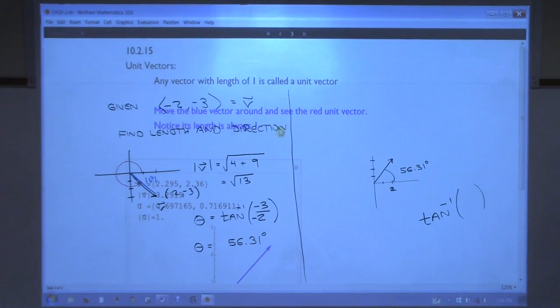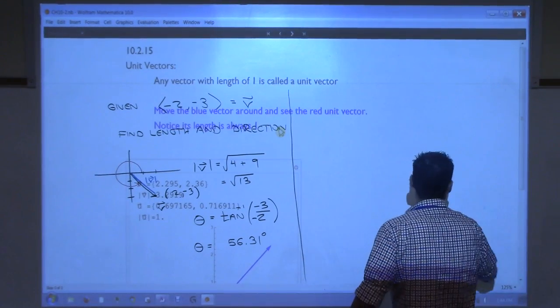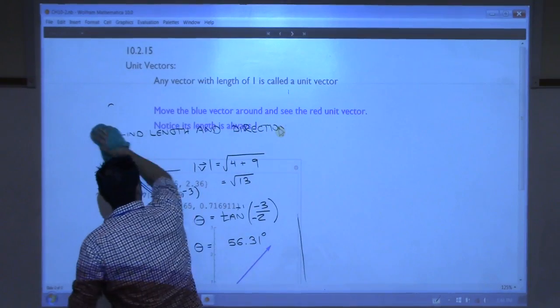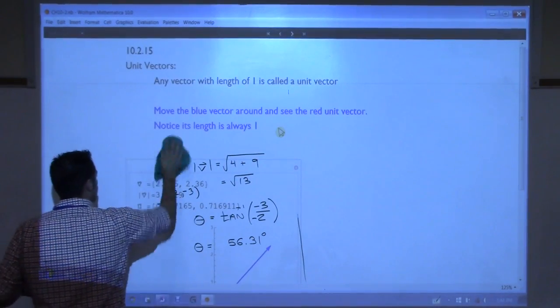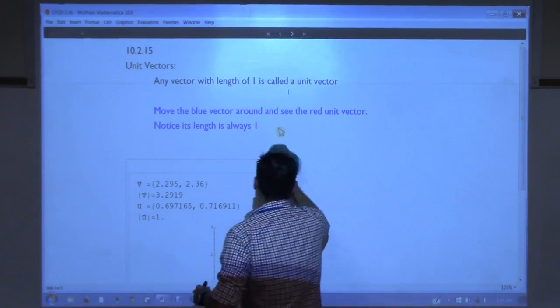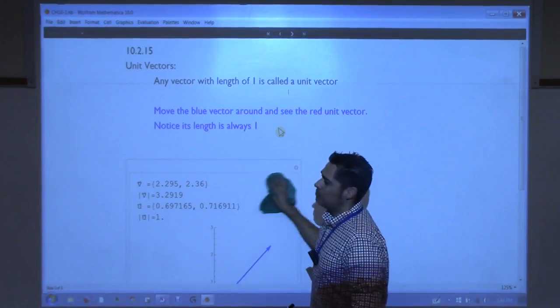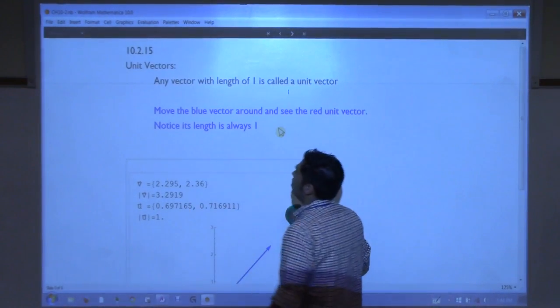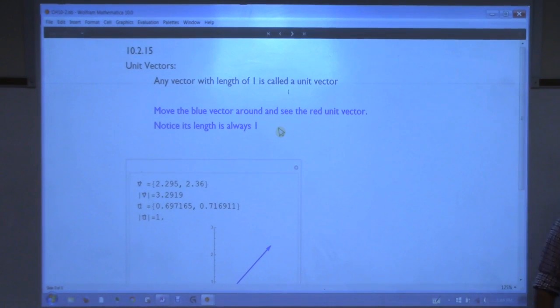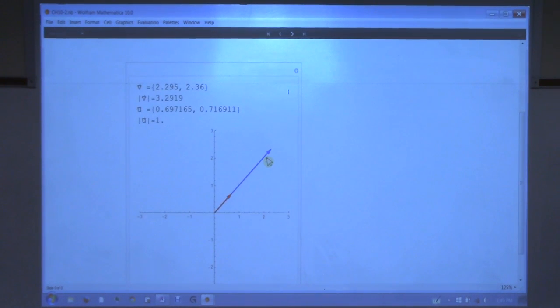All right. Moving along. Unit vectors. A unit vector is any vector with a length of 1. So as long as the vector has length 1, it's called a unit vector. And an example of this in two-dimensional space, if I take this blue vector, I can make it shorter, longer. No matter what, there's always a vector that's pointed in the same direction, right? That has a length of 1.